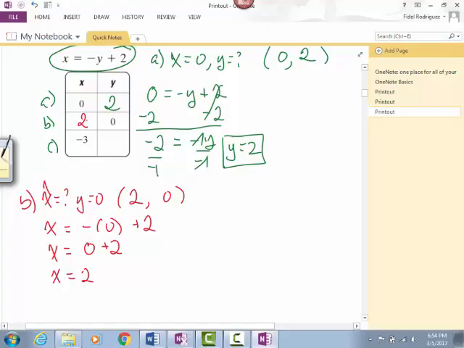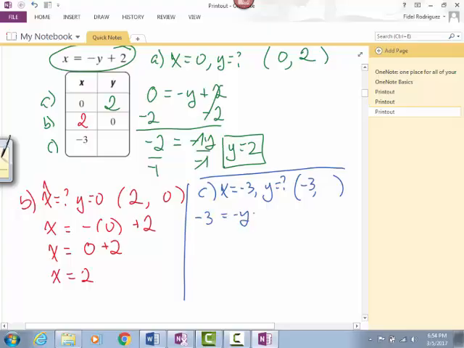All right. And finally, we have a part C. So let me get myself some room here. Okay, so my point C, I know that x equals negative 3. I don't know what y is. So I'm going to write my point like this, negative 3 comma, and then we'll figure out what we're going to put for y. So let's write negative 3 equals negative y plus 2. I'm going to go ahead and minus 2 on both sides.